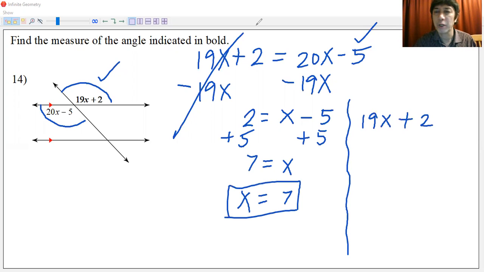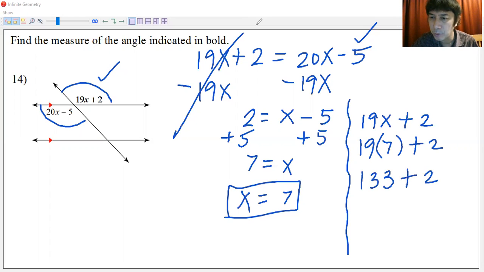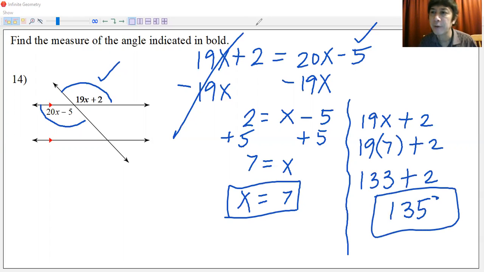That looks like more than 19. By looking at the diagram, that looks like an obtuse angle. So let's see if it's really an obtuse angle. 19 times 7 plus 2. So this is 63, carry 6. That's 133. Plus 2, that looks like 135. There, 135 degrees.